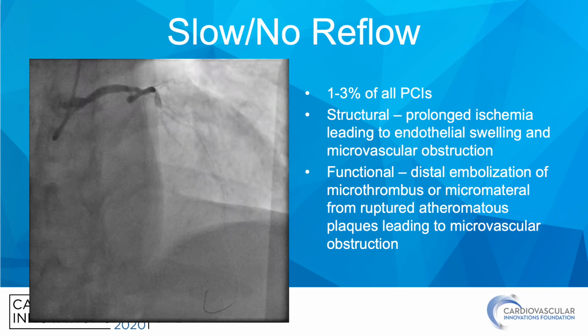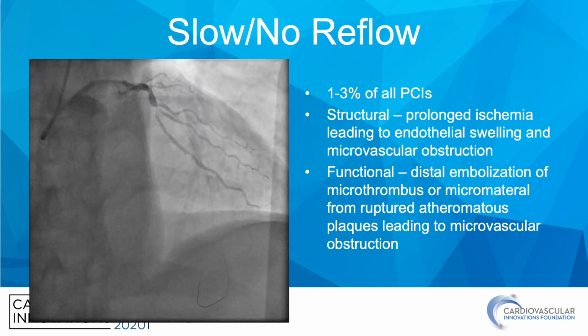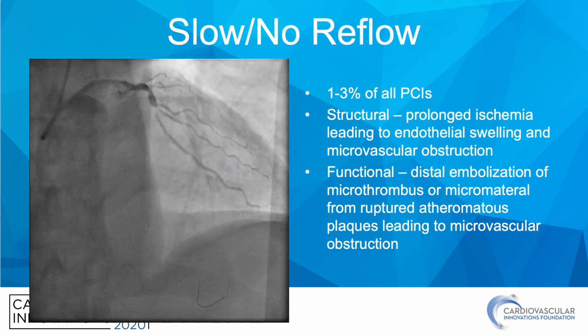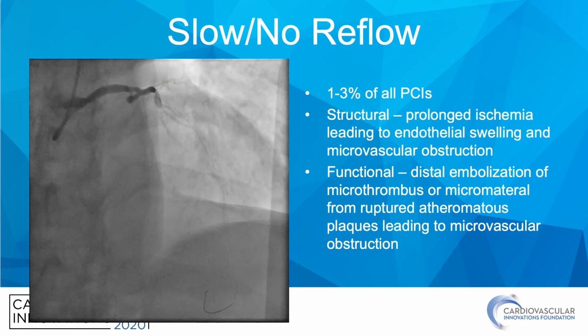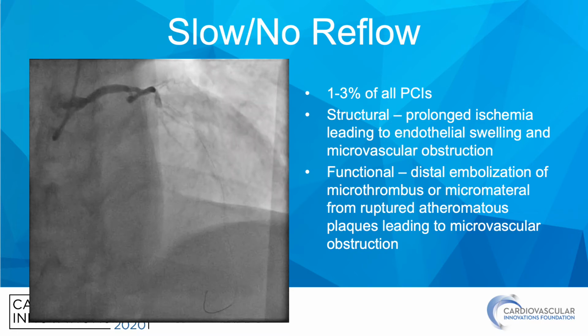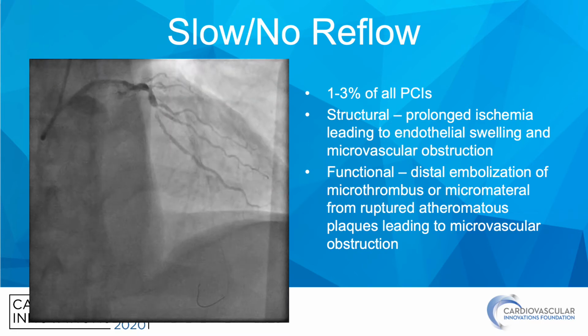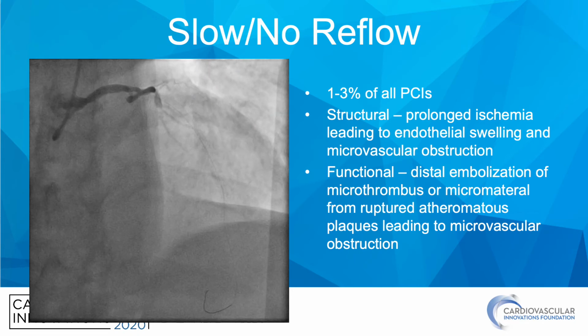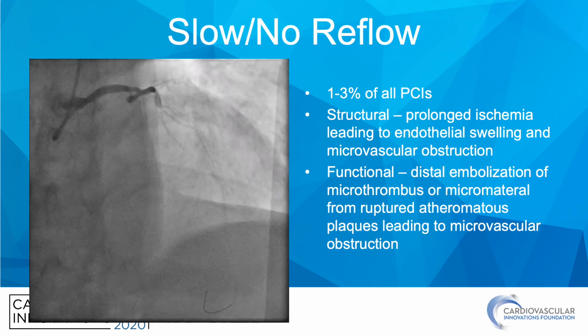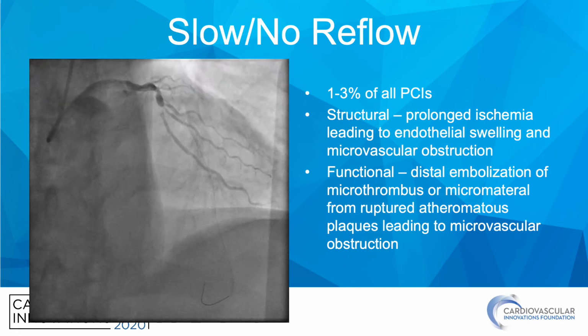No discussion of thrombus in coronary arteries is complete without talking about slow and no reflow. This occurs in 1 to 3% of all PCIs and has been defined as either being structural from prolonged ischemia leading to endothelial swelling and microvascular obstruction, or functional secondary to distal embolization of microthrombus or micromaterial from a ruptured plaque leading to microvascular obstruction.